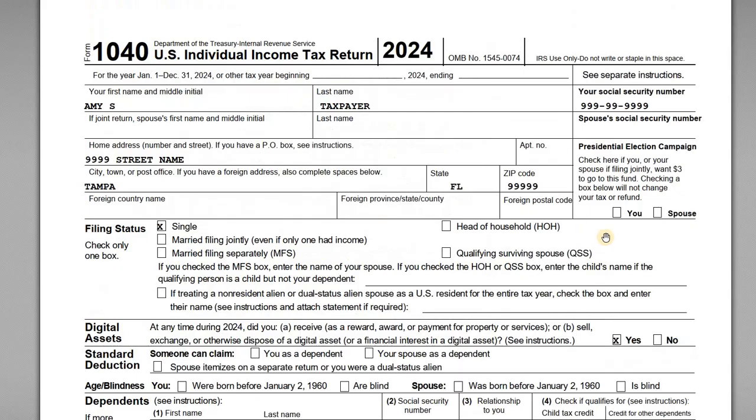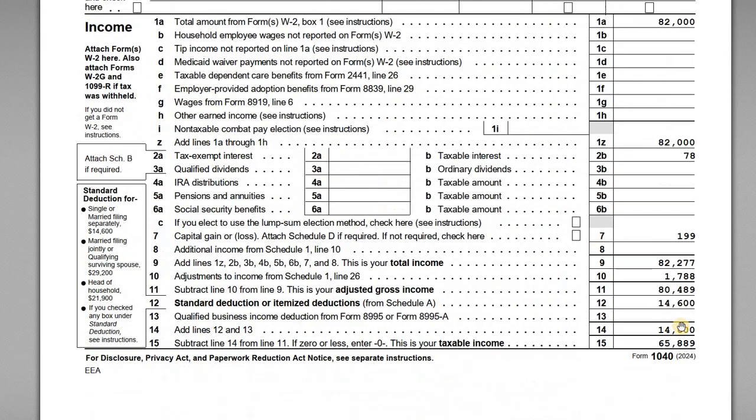So we'll go back up to page 1, scroll down to line 10. There's our 1,788. And so line 11, we can subtract the 1788 from the 82,000 figure, and we're left with $80,489 as adjusted gross income.